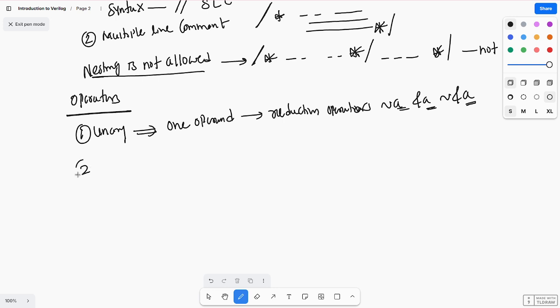Next you have the binary operator. Binary operator means two operands. Suppose A and B is a bitwise AND, and A or B. These binary operators are used in logical operators, bitwise operators, equality operators, logical equality and case equality, and relational operators. All of those use binary operators only. Two operands are there.